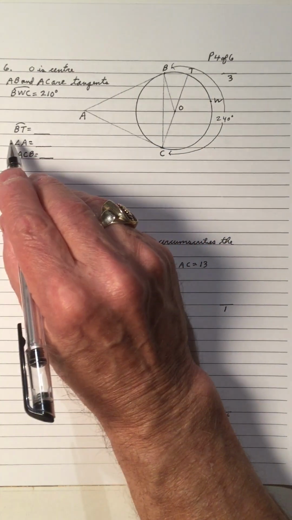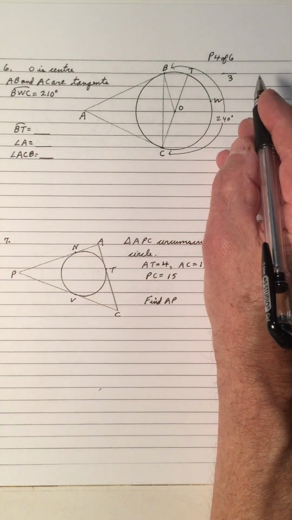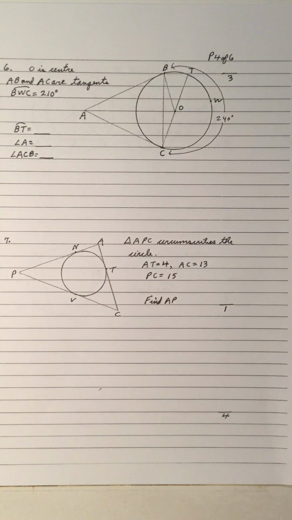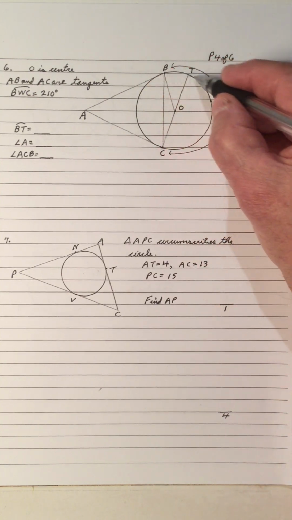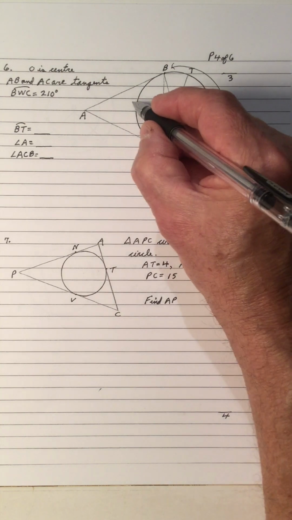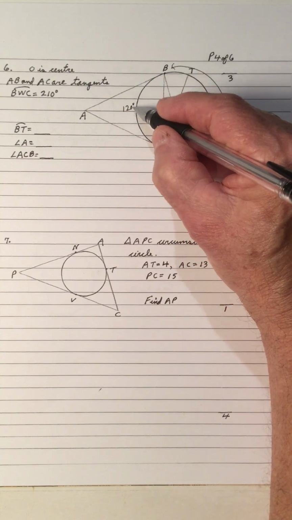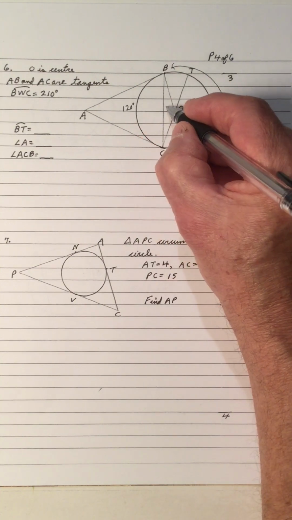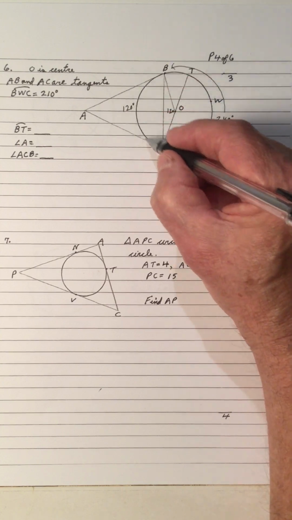So we have to get the arc BT, angle A, and angle ACB. Let's work out as much information as we can. So we have a 240. This is the circumference all the way around, so this is 360. 360 minus 240 makes this arc 120 degrees. So the arc BC is 120. 120, 240, 360. The central angle is the same size, so this angle here is 120 degrees, because the central angle is the same size as the intercepted arc.